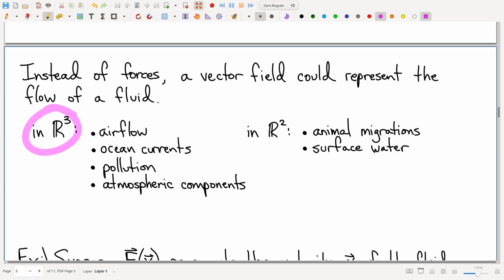And then various stuff moving around inside of fluids, like how does pollution move through the ocean, or how does it move through a lake or a stream or whatever. How does ozone move through the atmosphere? Stuff like that could be represented with a vector field.